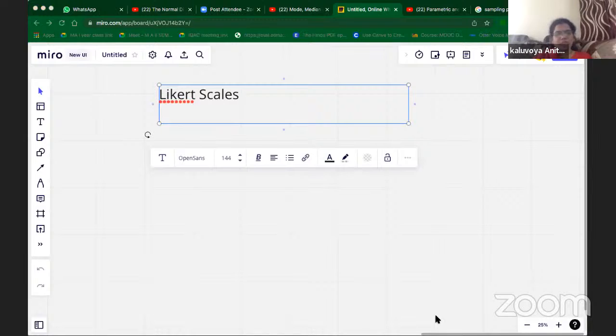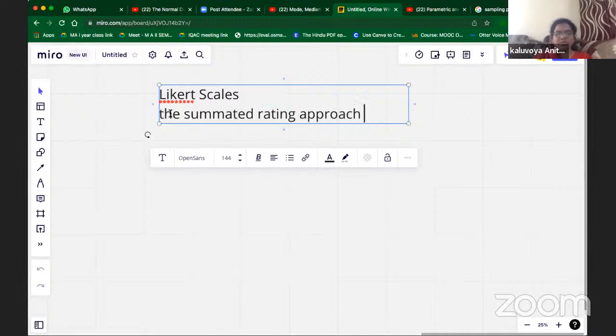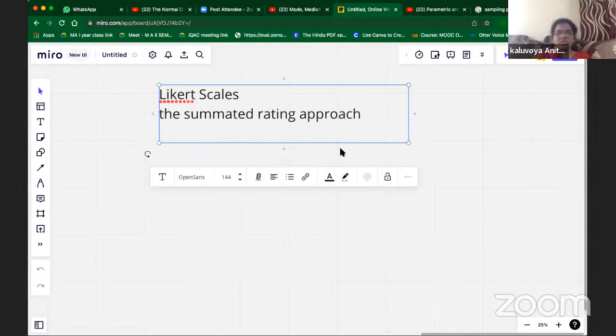Now today we'll try to see how exactly it is useful for us in the field of mass media research. It is also called the summated rating approach. Okay, what is it called? Likert scale is also called the summated rating approach. I'll just put it over here so that you can take down. It's also known as summated rating approach.